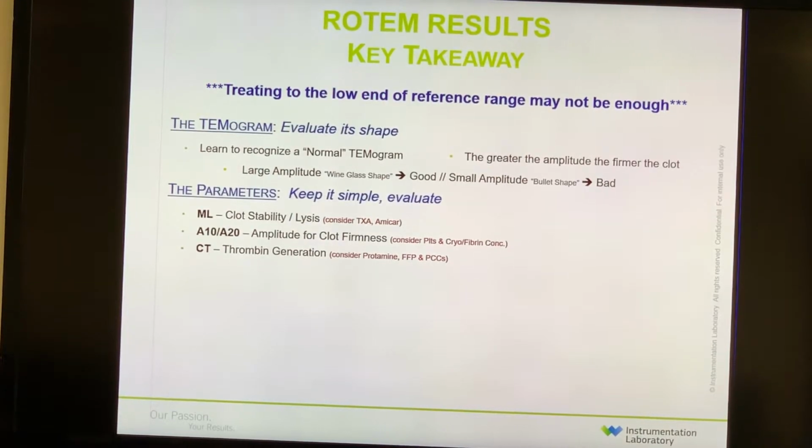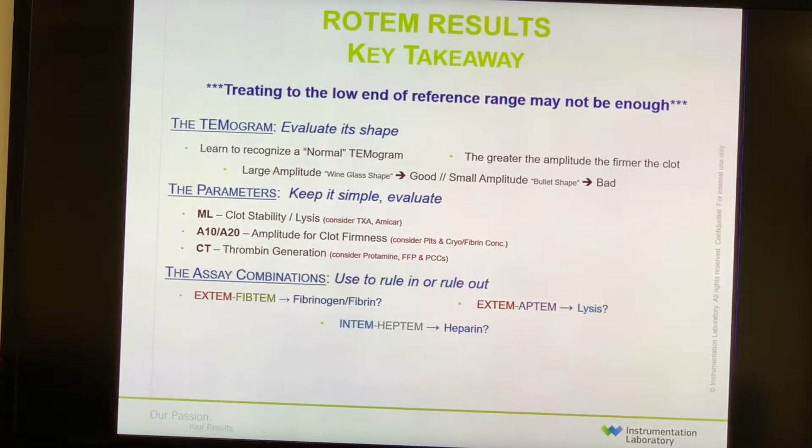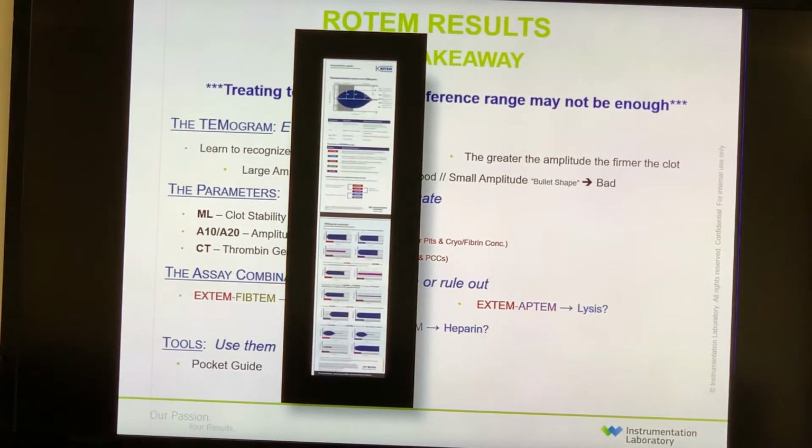Can I rule in, rule out heparin, or more FFP? And then the three assay combinations: XTEM to FIBTEM, really your go-to for every patient that's bleeding. XTEM to APTEM if you really want to put the nail in the coffin that it's hyperfibrinolysis. And INTEM to HEPTEM to rule out heparin. And then you will have the tools, the pocket guide, and the algorithms for some of those clinical situations.